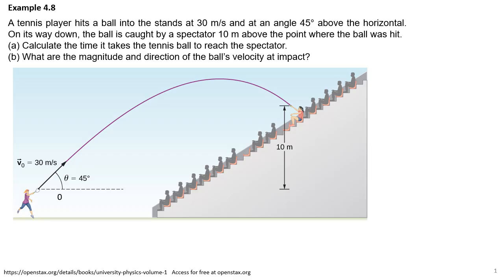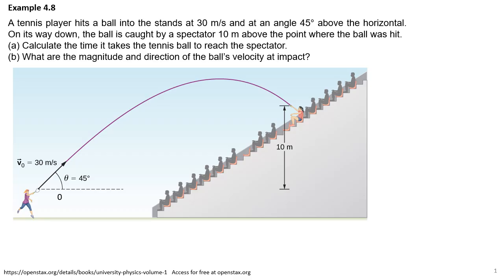So the initial velocity is 30 meters per second, and the angle is 45 degrees from the x-axis, above the horizontal. On its way down, the ball is caught by a spectator 10 meters above the point. So you can see this is the spectator, and the ball is hit at this point. From there, it is 10 meters above.